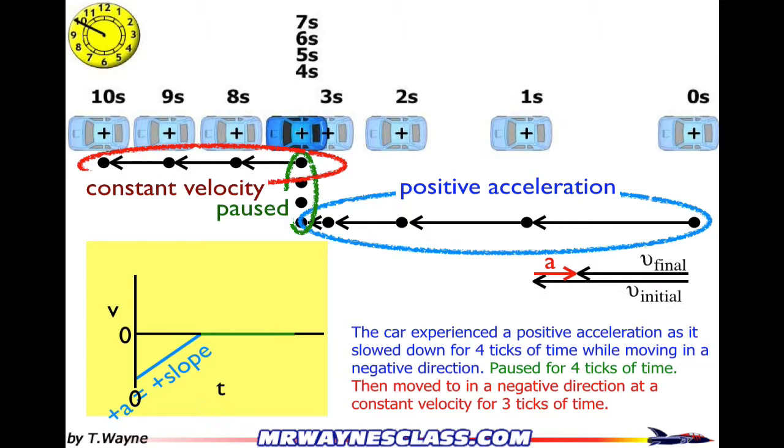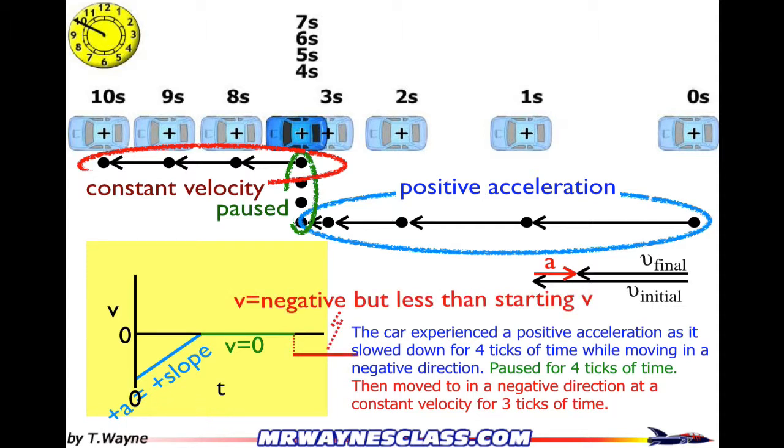Then it pauses. So where it pauses, there's just a horizontal line where v equals 0, and there's no motion there because that's where the velocity is equal to 0. At that point it begins to move again, but this time when it moves, it's moving at a constant velocity, so it's a straight horizontal line, and it's less negative than the starting velocity.